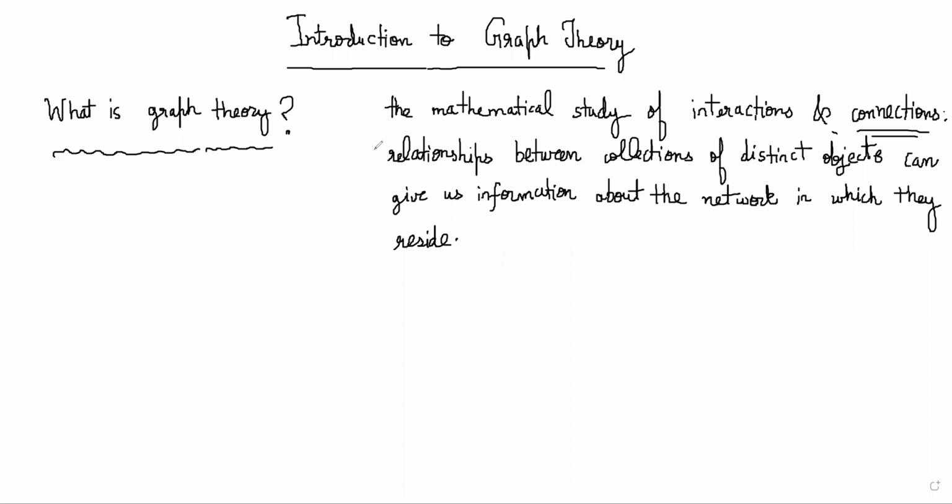It talks about the relationships between collections of distinct objects, and those relationships can give us information about the overall network in which the objects are residing. So basically, the objects could be people, the network could be the internet, and connections between people can tell us information about the entire network, right? Sometimes lack of connections can give us information. So we are going to mathematically study the interactions and connections between groups of objects, right? So that is graph theory.